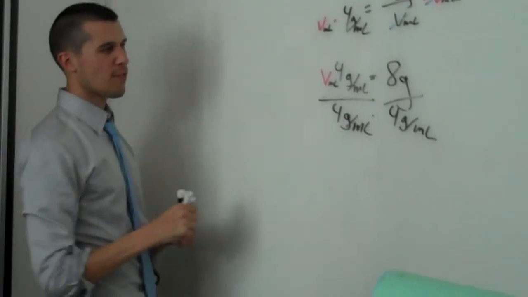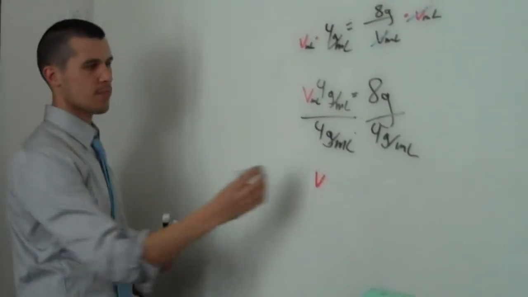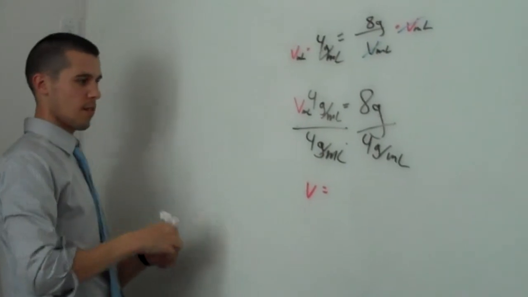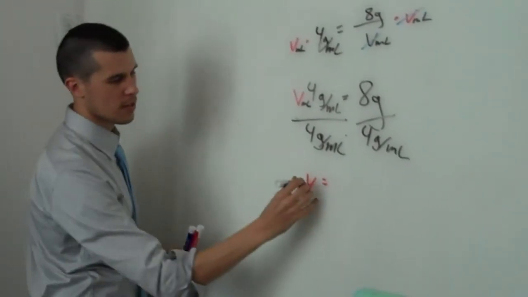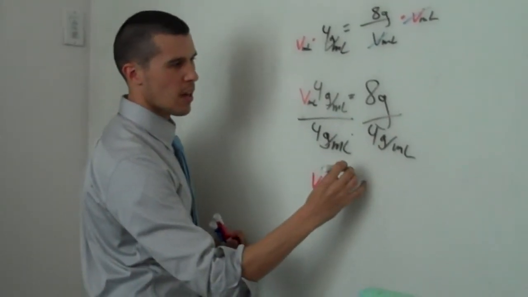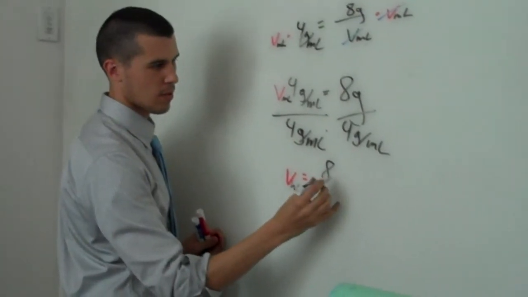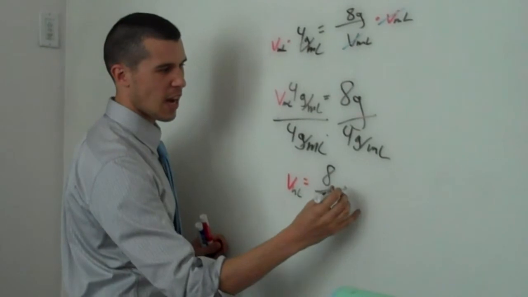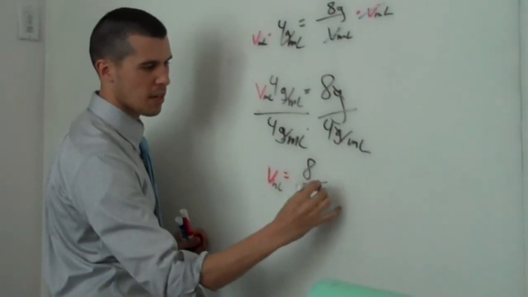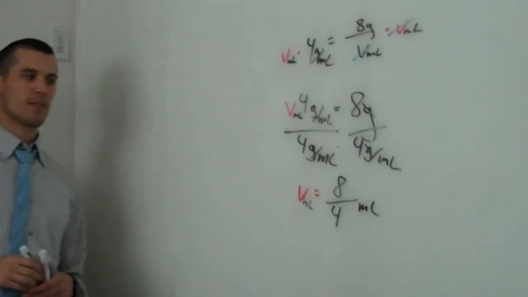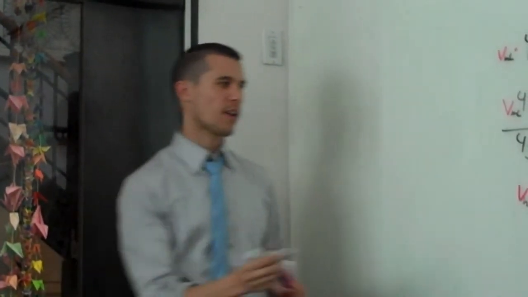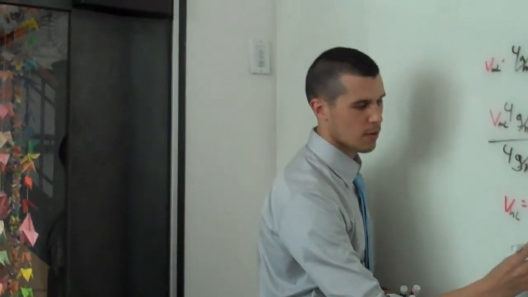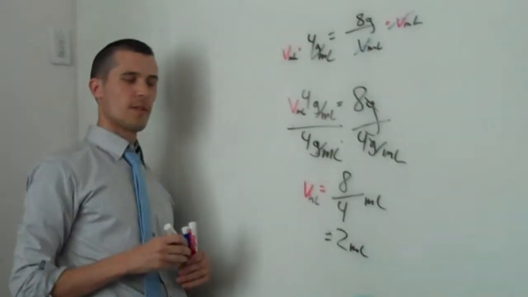So finally, V is going to equal, so you cross out the 4, V in milliliters equals 8 divided by 4. And this entire thing, the grams are going to cancel out, so it's going to be in milliliters. Okay? So 2 milliliters. Exactly. So the final answer is 2 milliliters.